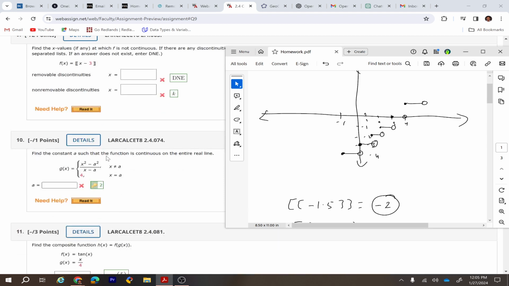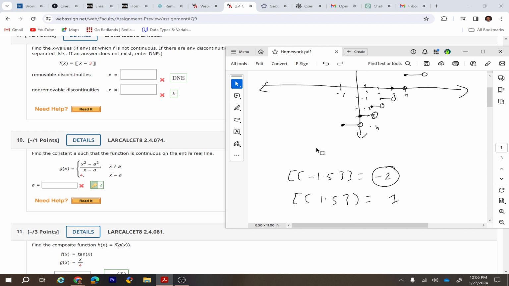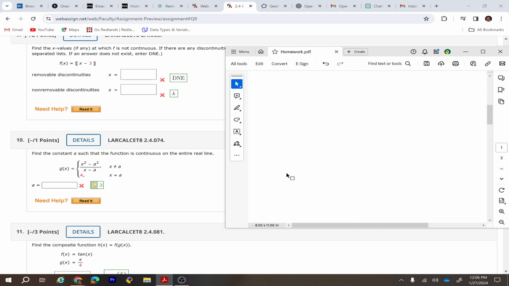Find a constant a such that the function is continuous on the entire real number line. So you need to find the value of a such that this is continuous over the entire real line. Remember, the function is called continuous at any point when the left hand limit and right hand limit of the function are the same, and that is equal to the value of the function. So when I try to find the limit of this function when x approaches a, remember, we don't know what a is, so we need to find the value of a.